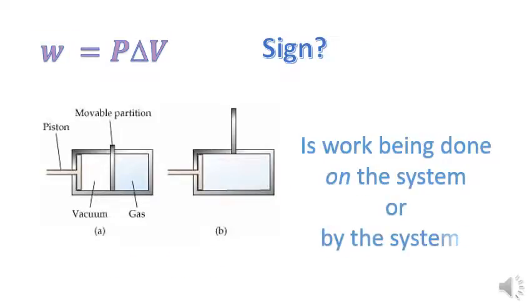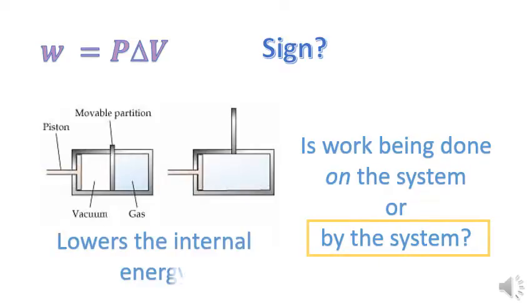Another way you can determine the sign on work is asking yourself, is work being done on the system or by the system? And in this case, because it's expanding, the system is doing the work on the surroundings. So it's by the system. In order to get the system to do work, you have to lower the internal energy of the system. Lowering the internal energy of the system means that the sign of work then is negative.